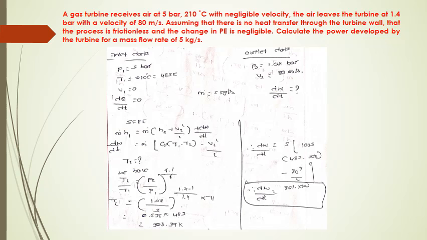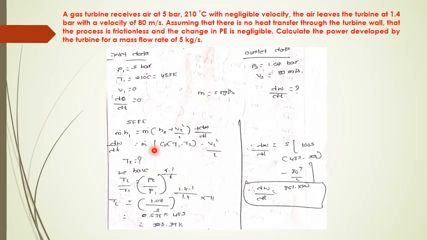Now the last problem on the steady flow energy equation. A gas turbine receives air at 5 bar and 210 degrees Celsius with negligible velocity. The air leaves the turbine at 1.4 bar with a velocity of 80 meter per second. Assuming that there is no heat transfer to the turbine wall, that the process is frictionless and the change in potential energy is negligible, calculate the power developed by the turbine for a mass flow rate of 5 kg per second.